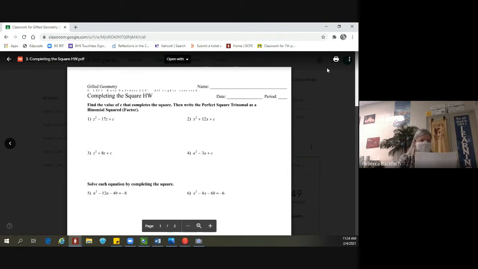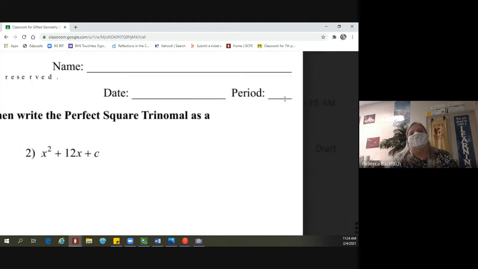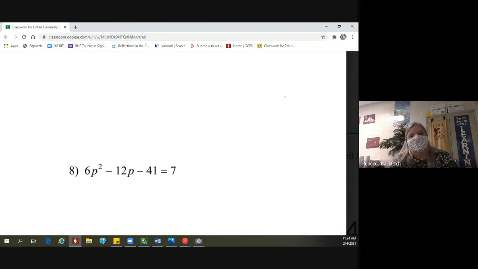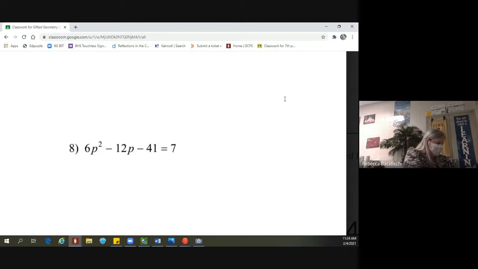Absolutely. Last night's homework number 8, which was actually the only one I was asked about in third period as well. So let's go ahead and do that one. Let's see what that looks like. Number 8.